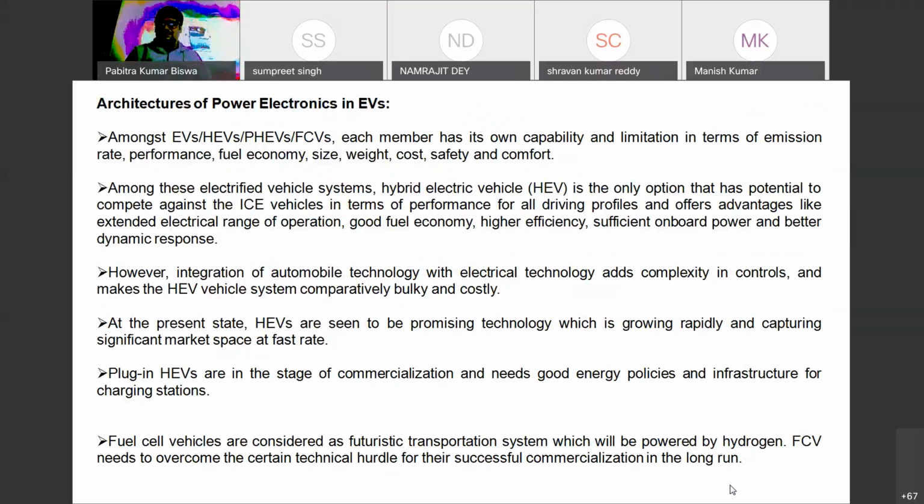Now, the architectures of electric vehicles, among them EV, HEV, PHEV, and FCV, each member has its own capability and limitation in terms of emission rate, performance, fuel economy, size, weight, loss, safety, and comfort. Actually, integrating automobile technology and electrical technology adds complexity to control, making the hybrid electric vehicle system comparatively bulky and costly. At present, HEV is seen as a promising technology which is growing rapidly and capturing a significant marketplace at the fastest rate. And plug-in HEVs are also used.